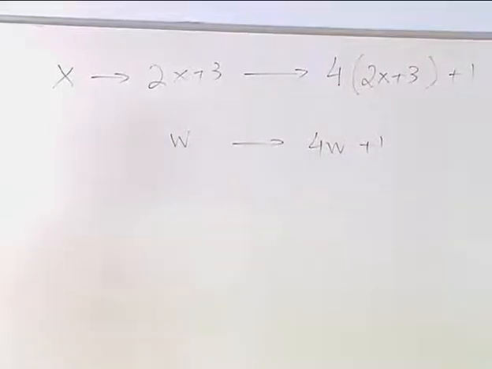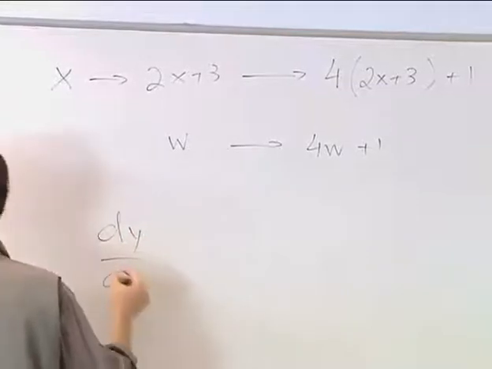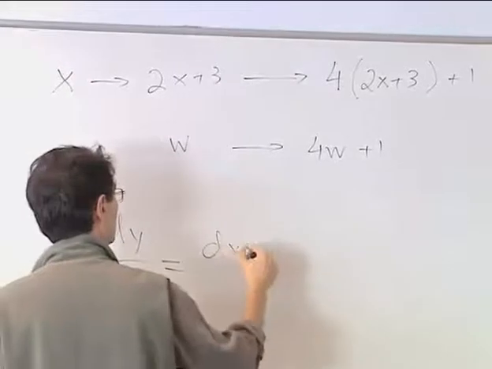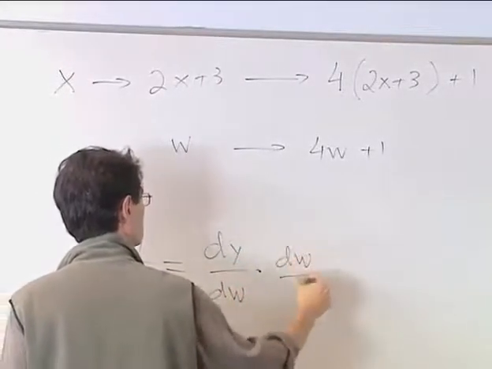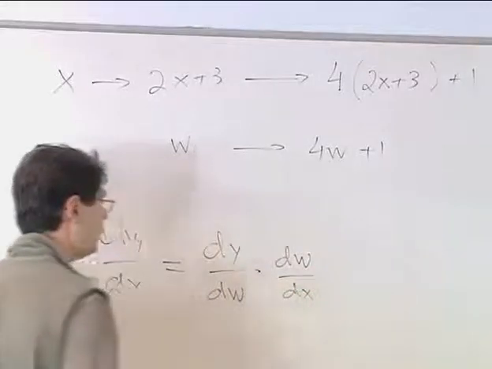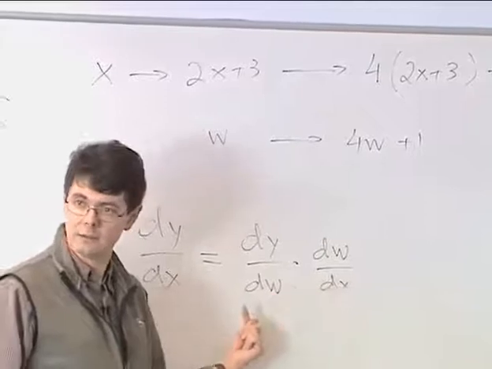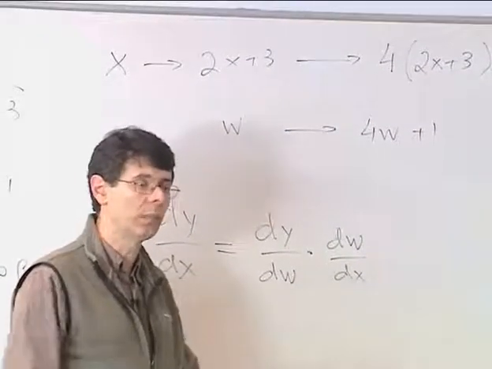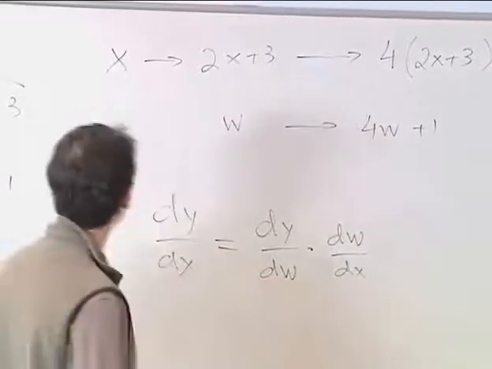Okay? And what the formula says is that dy/dx is dy/dw times dw/dx. So you notice that what the formula says is that they should multiply each other. Okay? Why multiply? Why not add? Why not divide? Why multiply? Well, take a look.